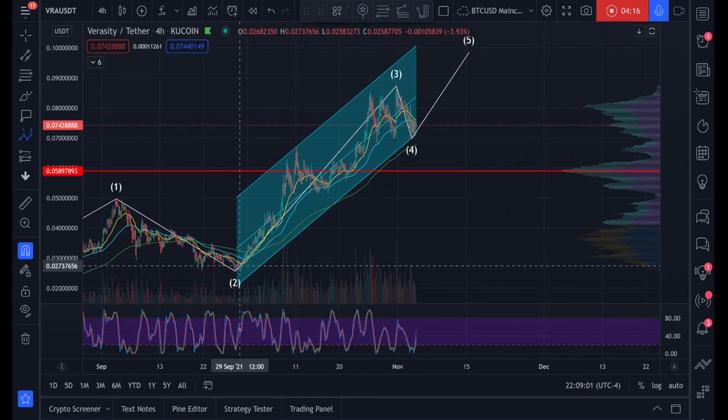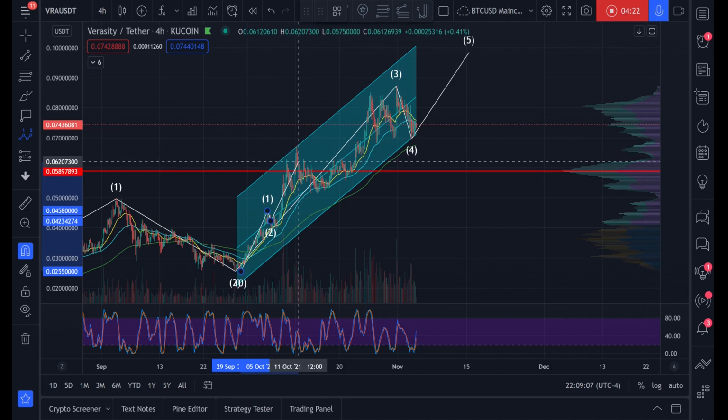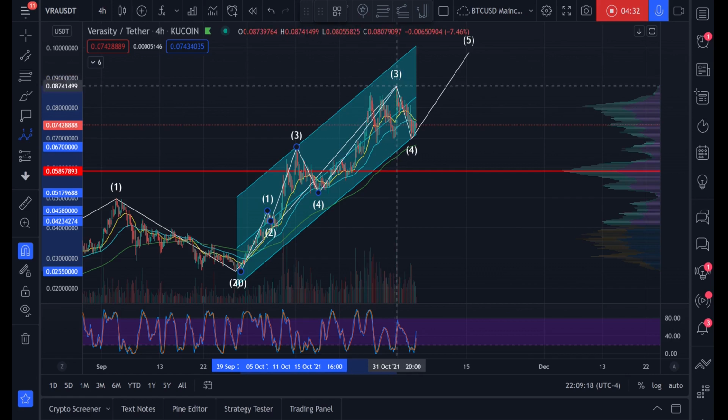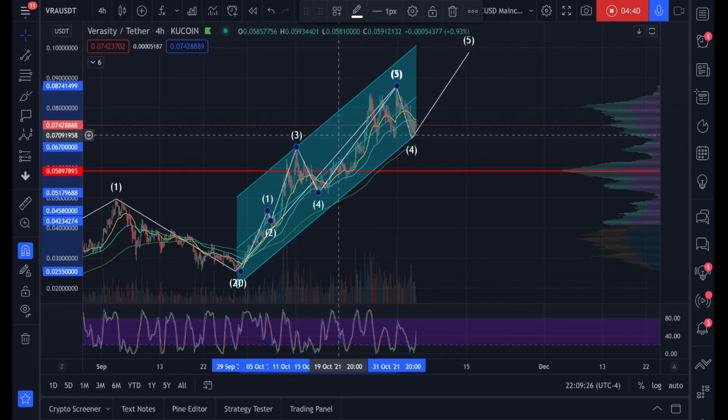Let's see. So 3 starts here. 1, 2, 3, 4, and 5. You seem to have an extended 5th wave in 3, okay?